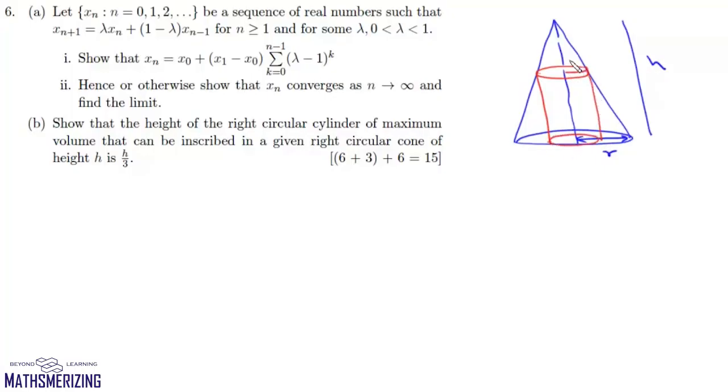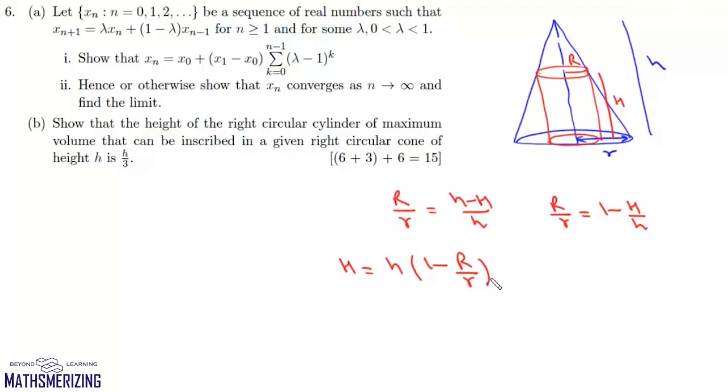Now suppose this radius is capital R and this height is capital H, then we can write capital R upon small r will be equal to (h minus capital H) upon small h. From here we can write R upon r equals 1 minus capital H upon h, or capital H is h into (1 minus capital R by small r).